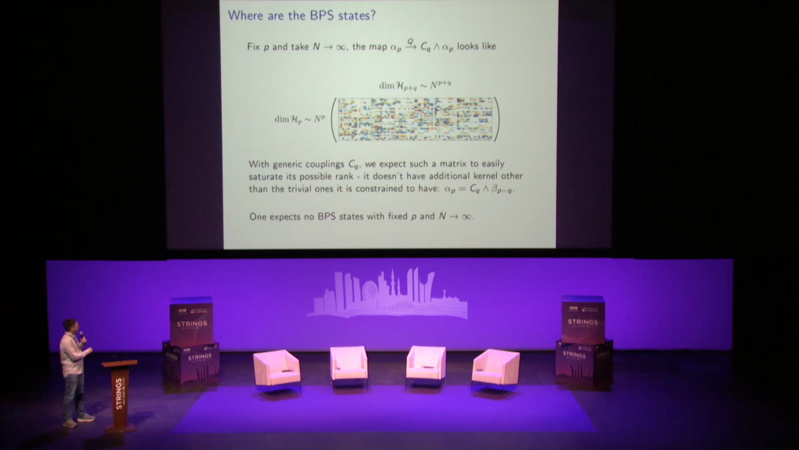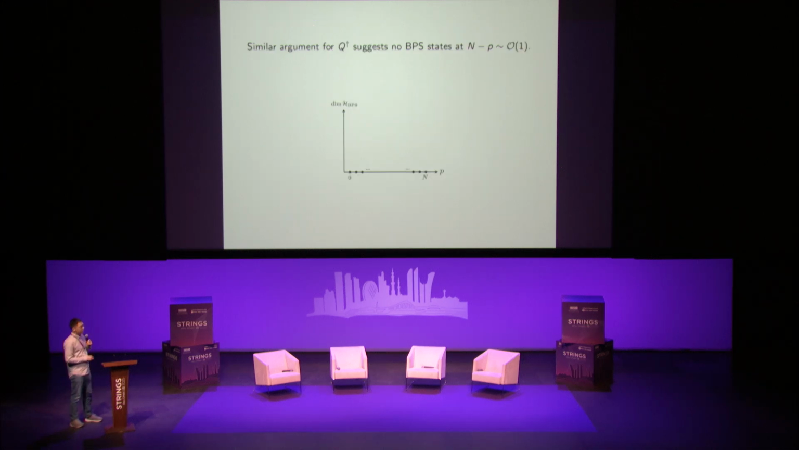Now, in summary, this implies that in this limit with fixed P and N going to infinity, this matrix does not have additional kernel, meaning that there are no BPS states. We can apply a similar argument for the Q dagger, and that would suggest that there are also no BPS states when N minus P is some order 1 number. So in this plot, I'm showing you the number of BPS states, or the dimension of the BPS subspace, as a function of the degree p, and we simply see that there are no BPS states at both ends.